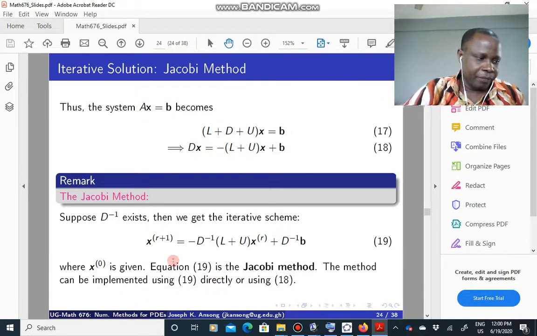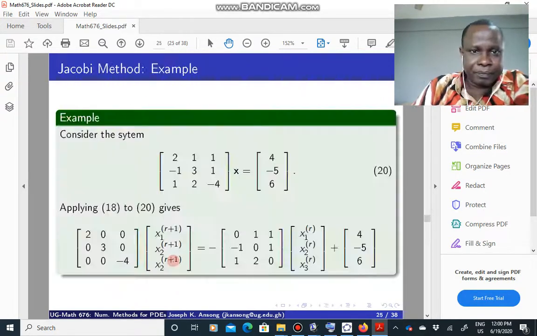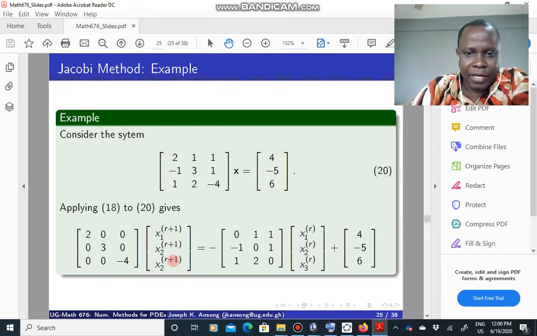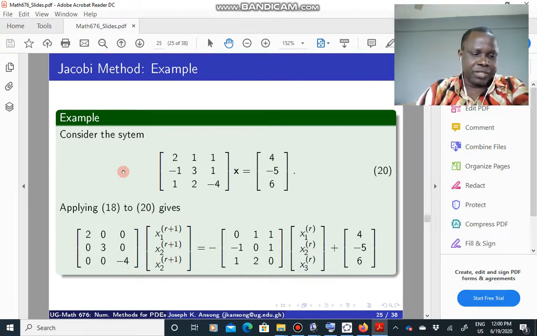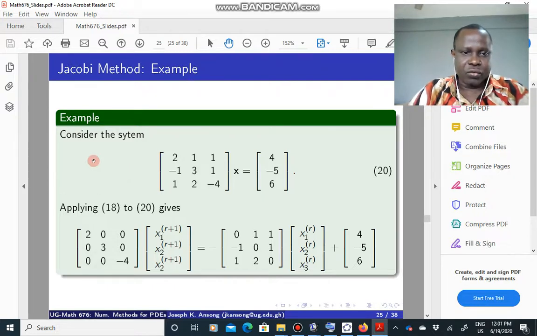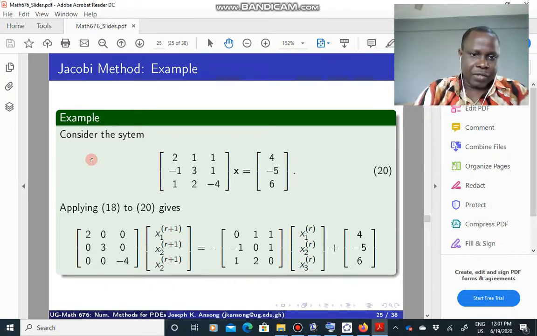All right. Well, actually, in my next video, I'll do an example of the Jacobi method, and then we'll move on to the other one, the Gauss-Seidel, which is an improvement over this one. Okay. So that is what we'll do next.